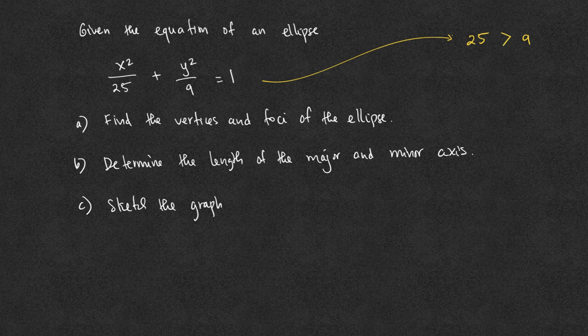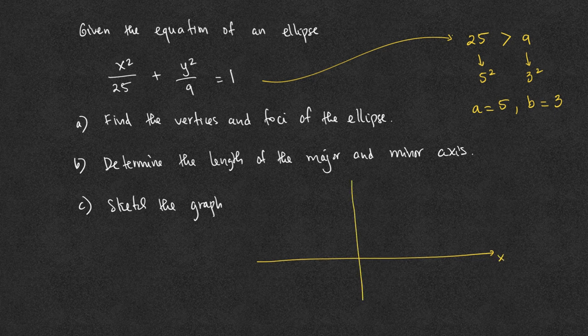25 is greater than 9 and 25 is 5 squared. 9 is 3 squared. And so a has to be 5 and b has to be 3, where a is greater than b. Since the number below x squared is greater than the number below y squared, we see that the foci will be sitting on the horizontal axis.